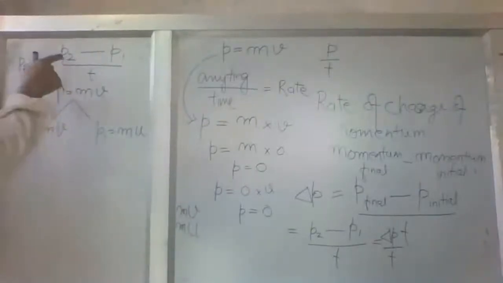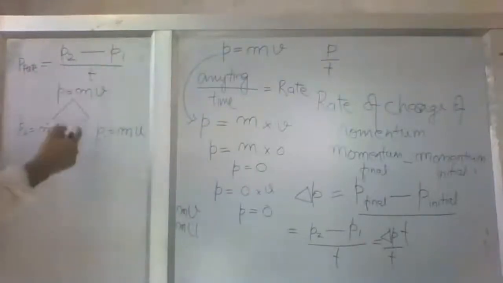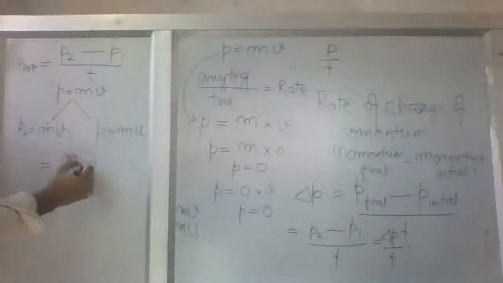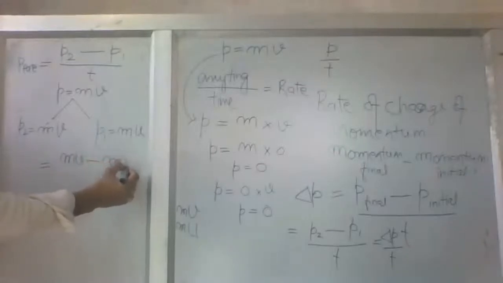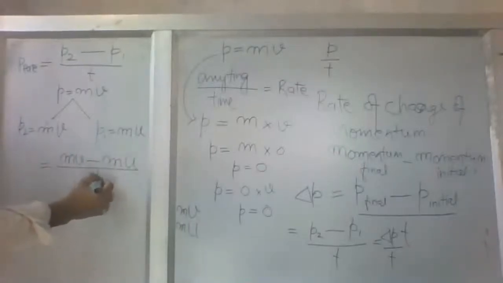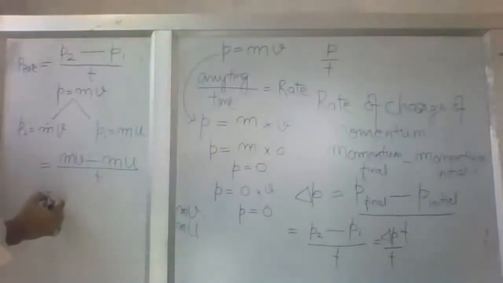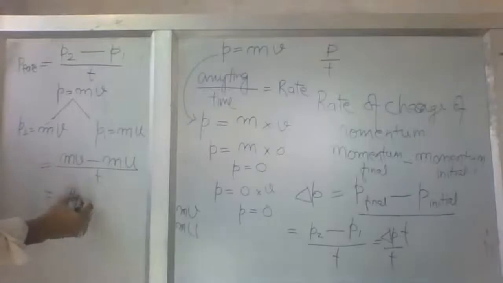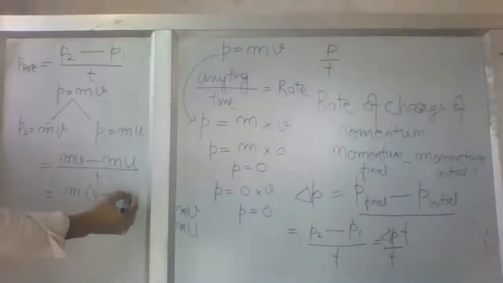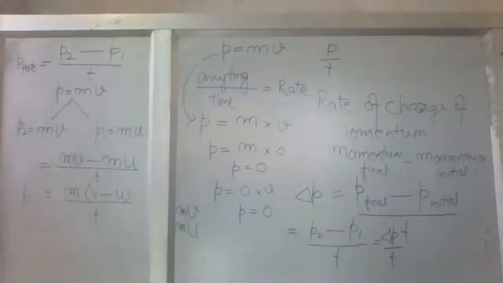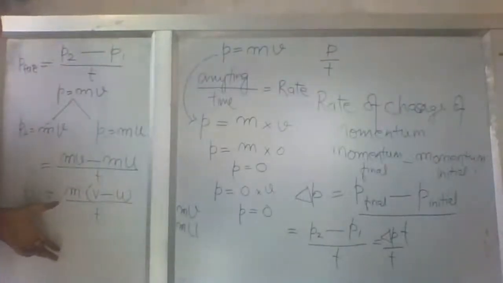So now for the change in momentum, we will put these values. What do these values become? M into V minus M into U divided by time, rate of change of momentum. Now take out M as a constant because mass is not changing. Final value of velocity minus initial value of velocity divided by time. This is called the rate of change of momentum.